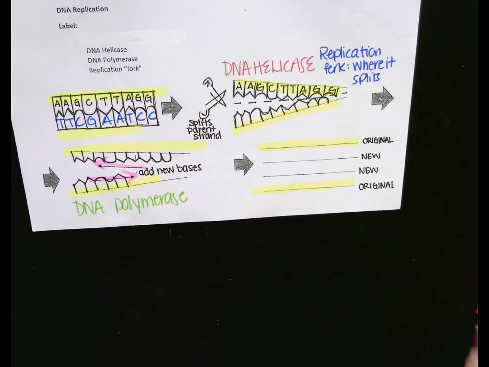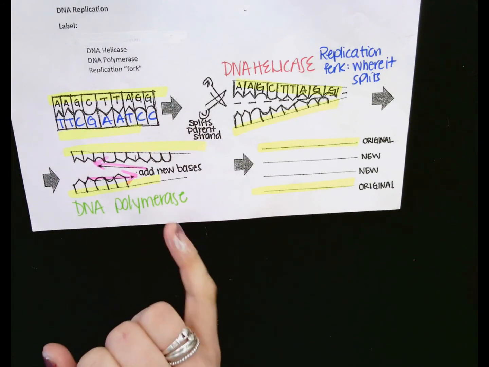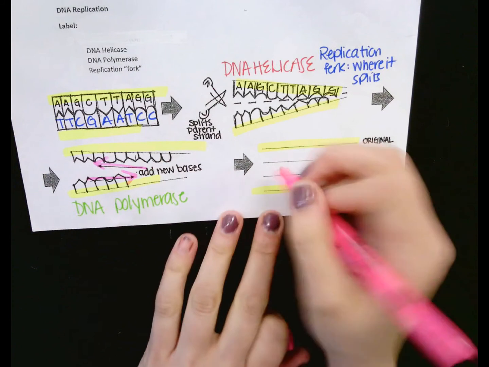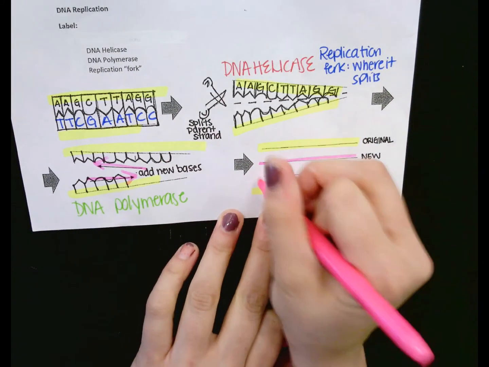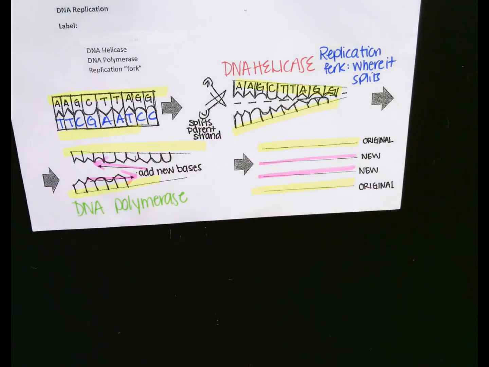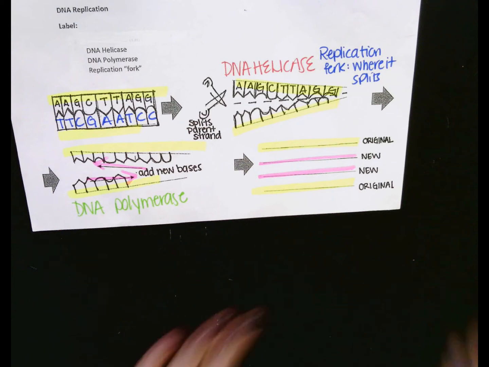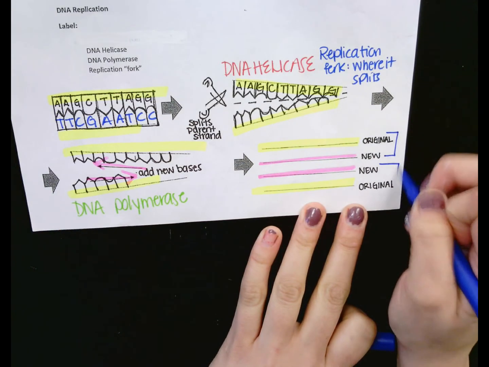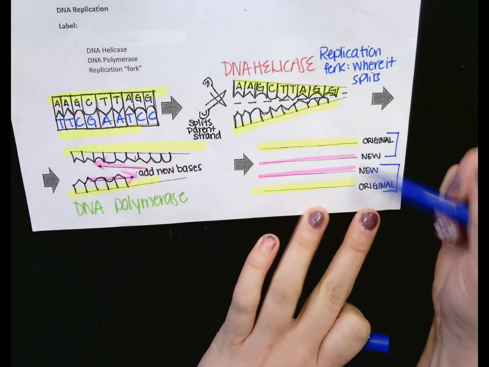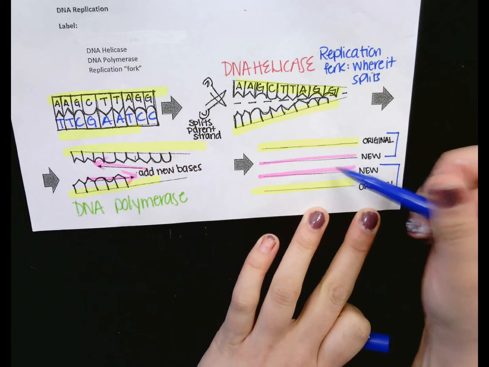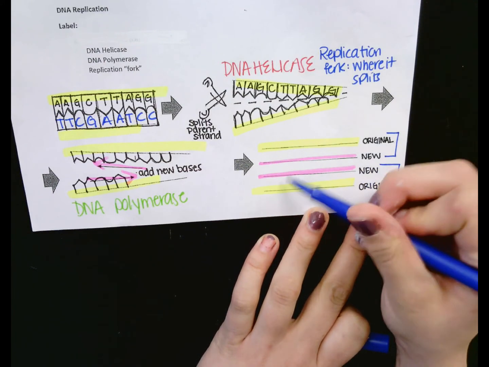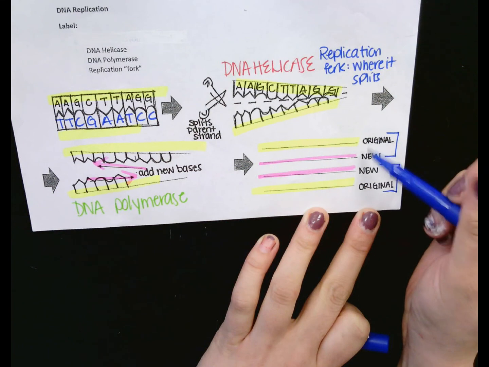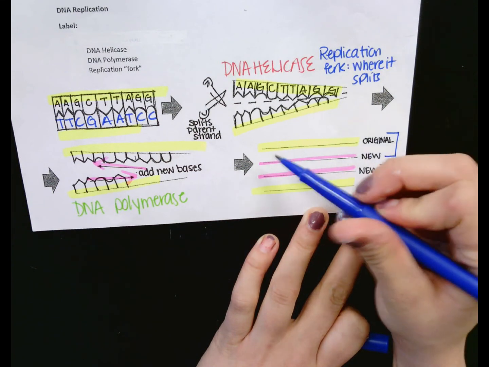DNA polymerase. Once it does that, guys, we add 2 new strands. And now what we have is 1 DNA here and 1 DNA here. These 2 separate backbones create the DNA molecule that we know.